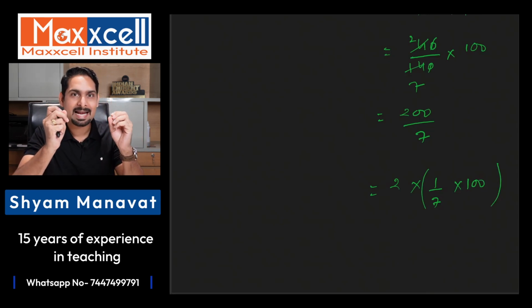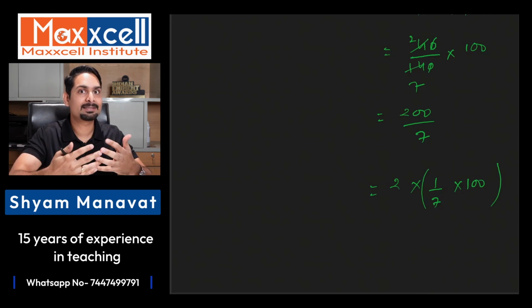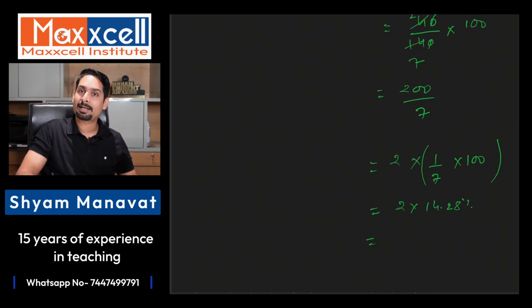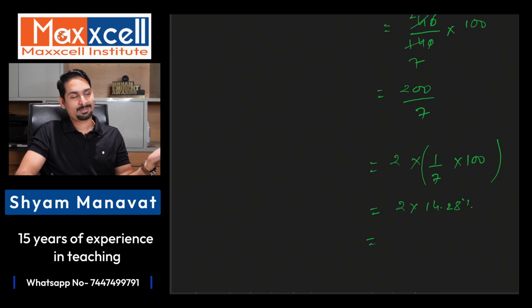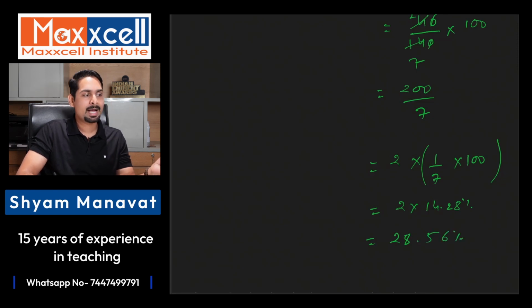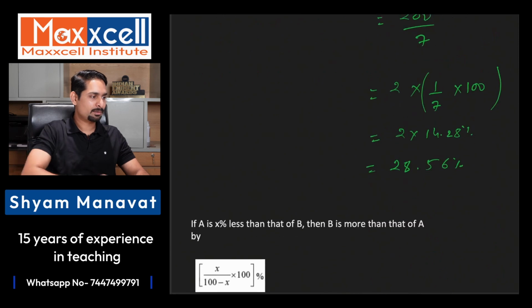If you remember certain results, it will make it easy for you to do further calculation. So I remember this calculation. 1 by 7 into 100 is 14.28%. So 2 into 14.28, I know table of 2, so I can simply multiply this. 14 2s are 28, and 28 double is 56. So here I have 28.56%.